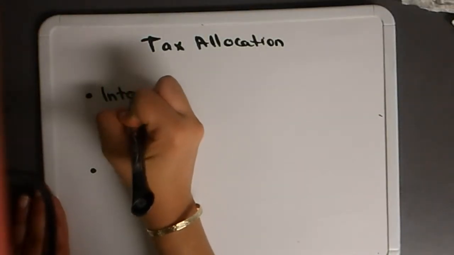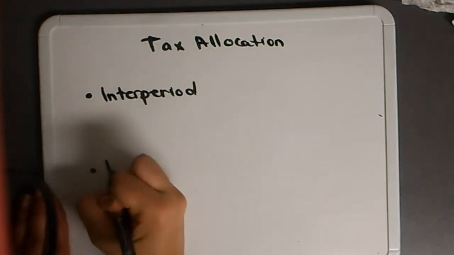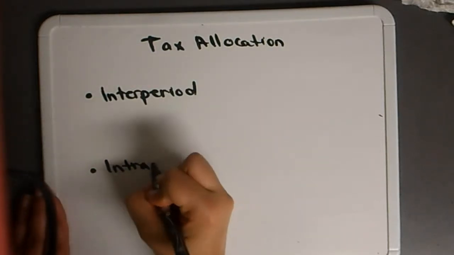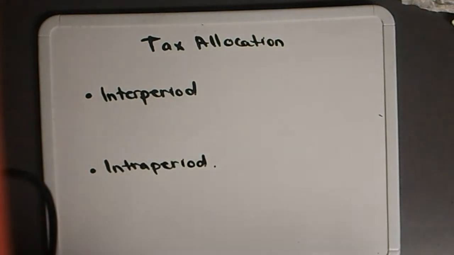Inter-period tax allocation is allocation of income taxes between two or more periods. Intra-period tax allocation is association of income taxes in a specified period with related items of income.